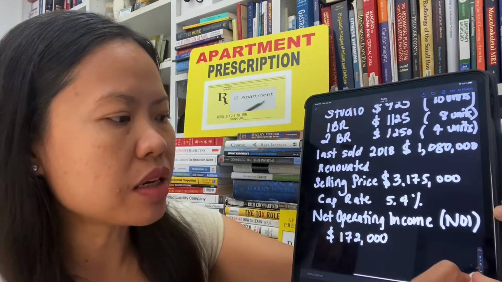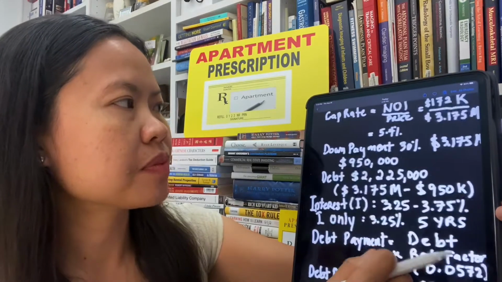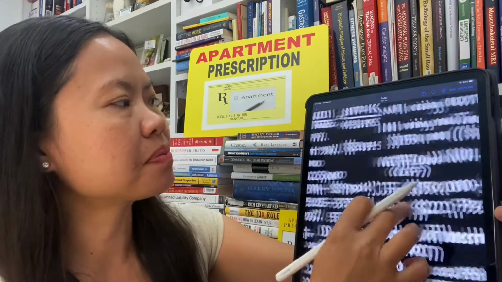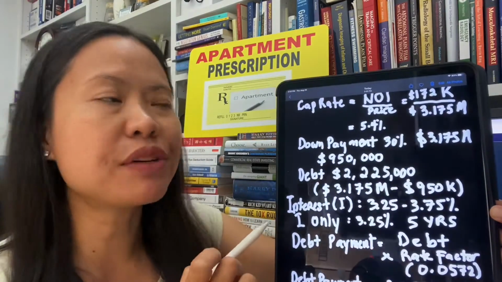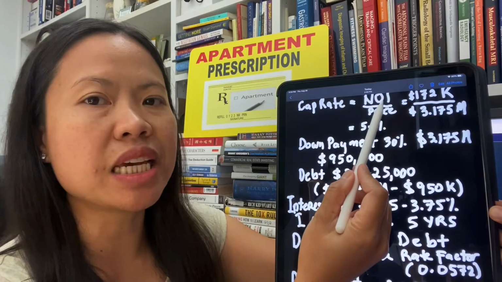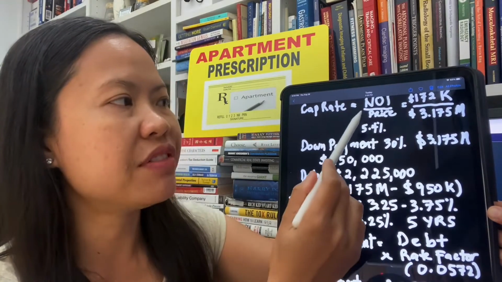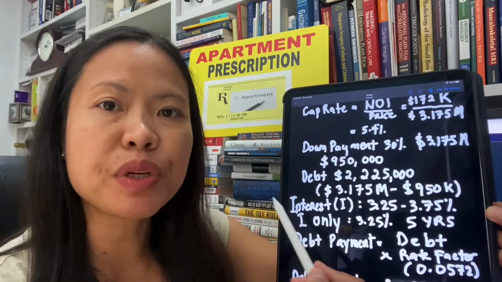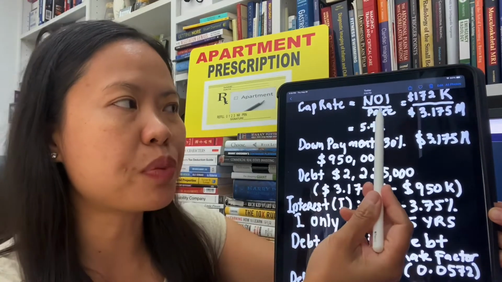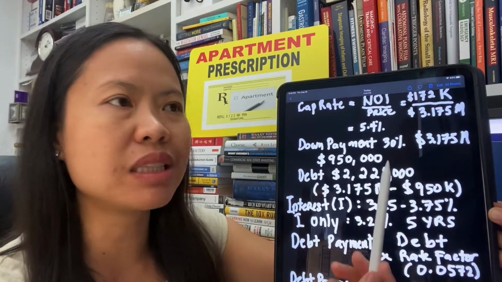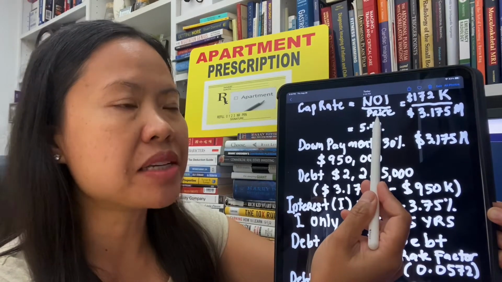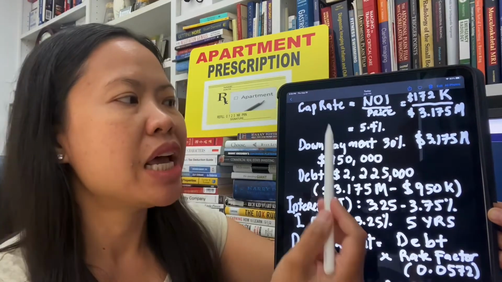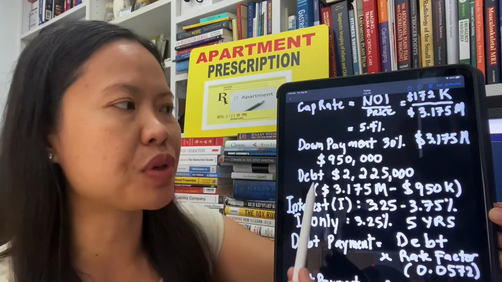Now to move on. So how do we calculate the cap rate? The formula for cap rate is net operating income, or NOI, divided by the price. For this particular example, the net operating income is $172,000. The selling price is $3.175 million. Now the cap rate is 5.4%.